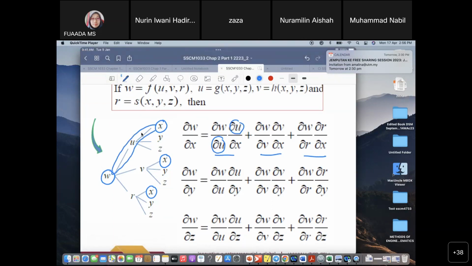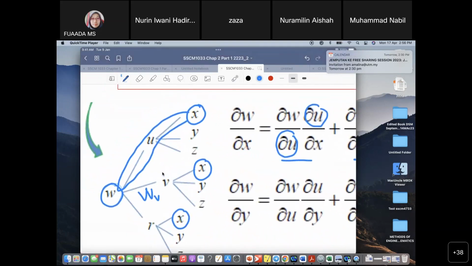Melalui U. Okey, laluan kedua nak pergi ke X melalui V. So you ada del W, del V, and then del V, del X. Okay, ni saya besarkan dan saya tulis balik dia punya partial derivative.